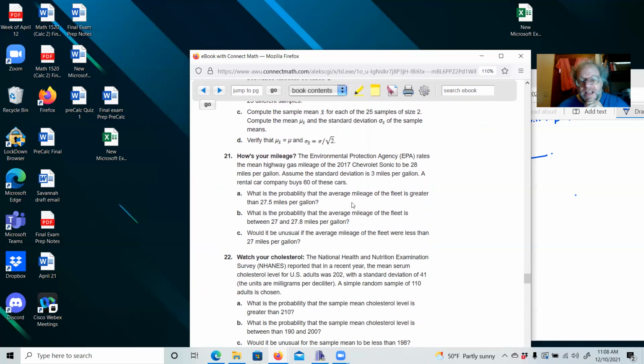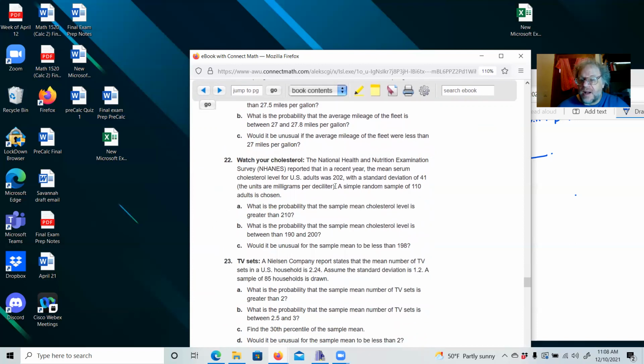All right, so if it does say it's normal, but here's what you want to do. Company buys 60 of these cars. Okay, so you have a sample size on top of everything else. Let's see, needs certain cholesterol, standard deviation. Again, it doesn't say normal, but they have a random sample of.